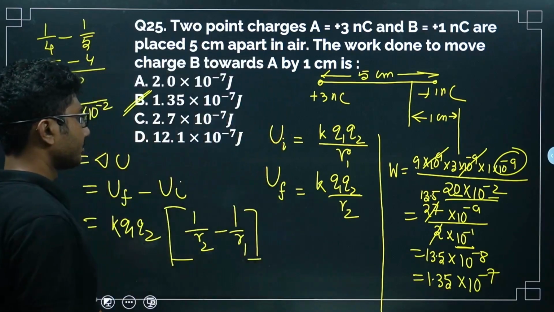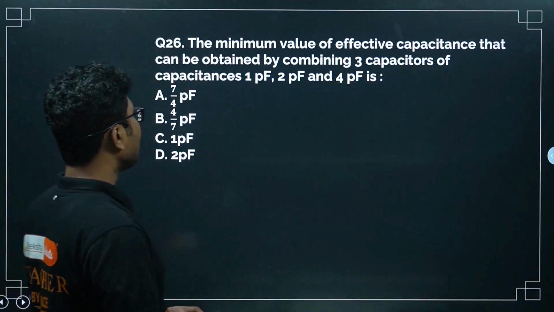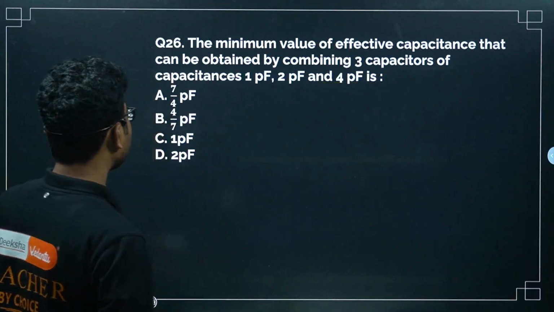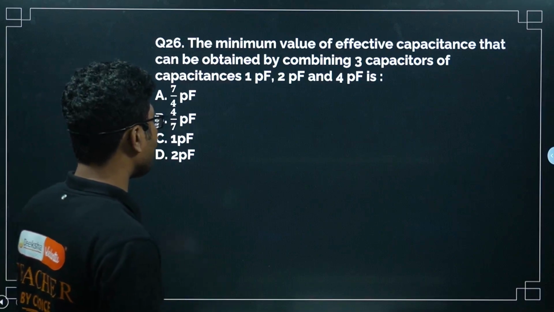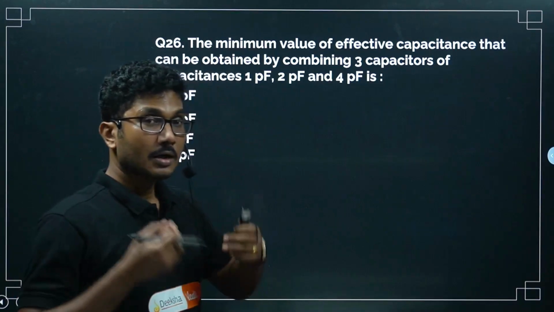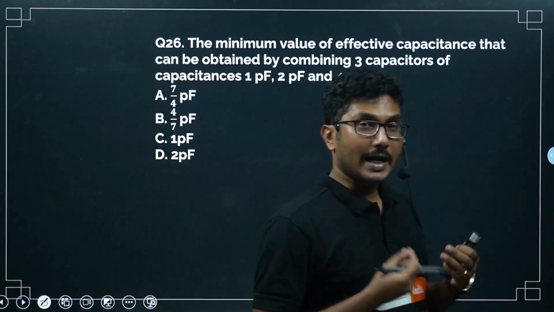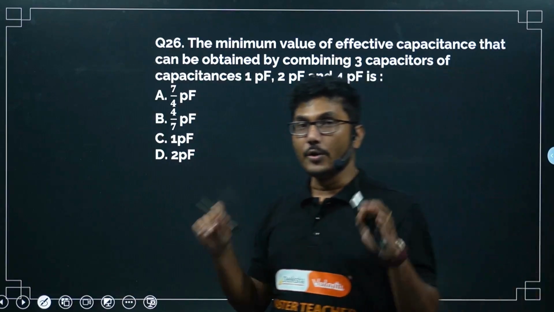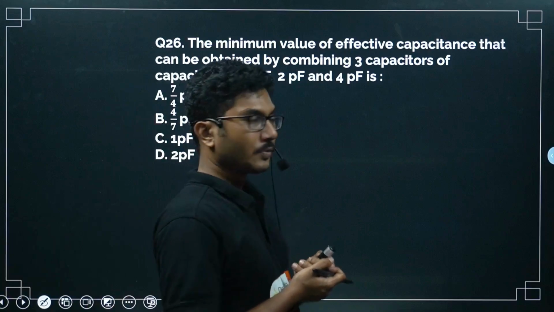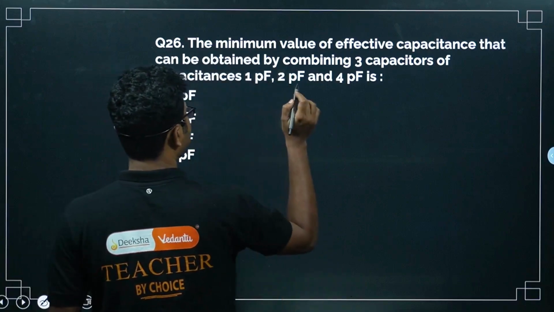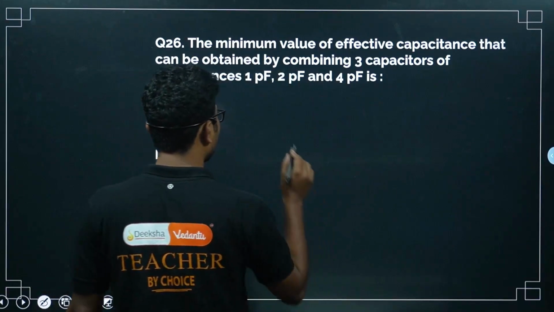Okay. Now, the minimum value of effective capacitance that can be obtained by combining three capacitors of capacitance 1 picofarad, 2 picofarad and 4 picofarad. So when capacitors are connected either in series or in parallel, the lowest possible capacitance is when they are connected in series. Okay, remember this, when they are connected in series, the lowest possible capacitance is possible.